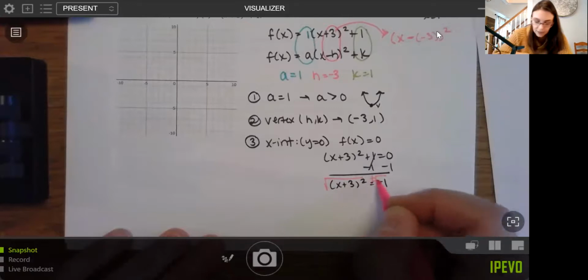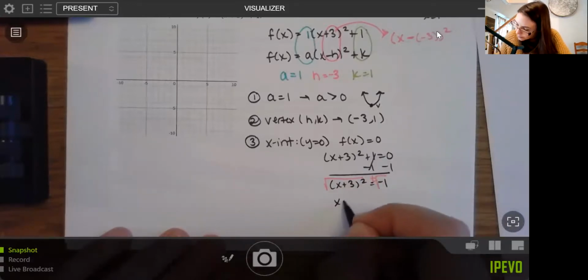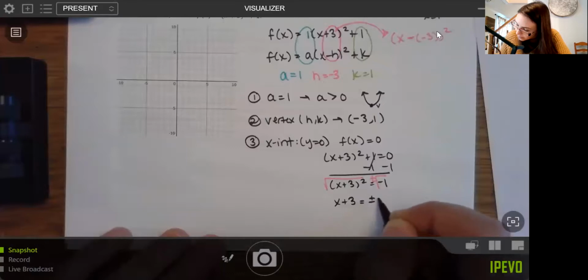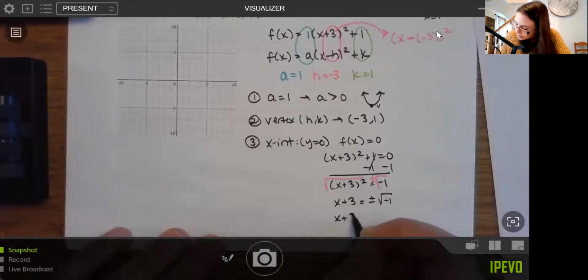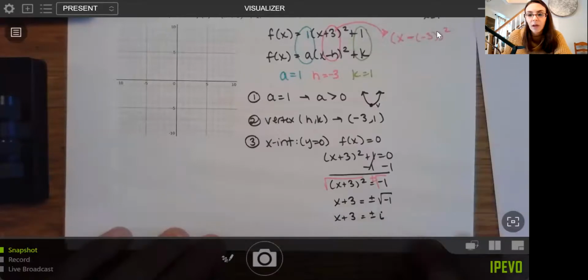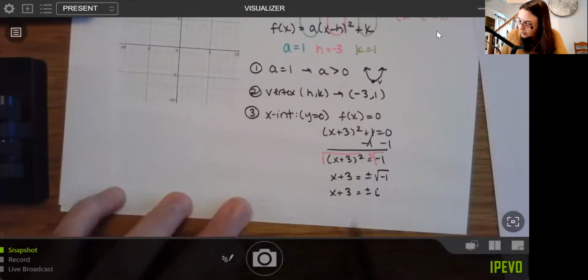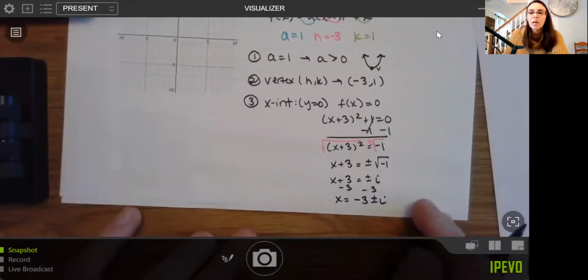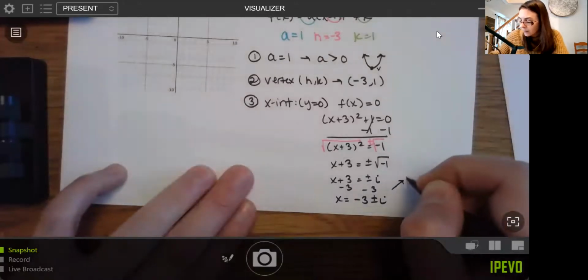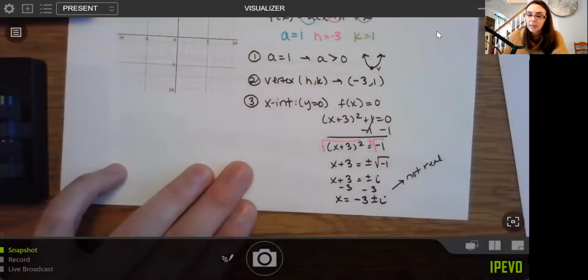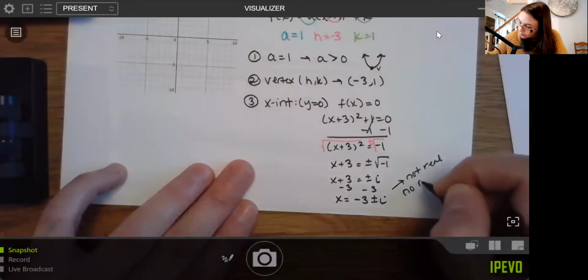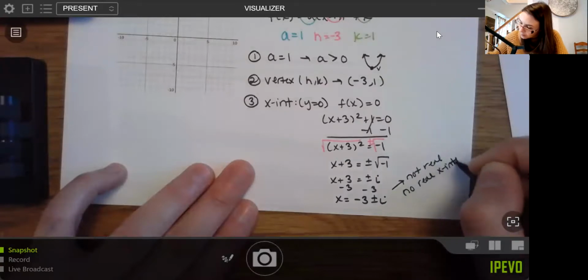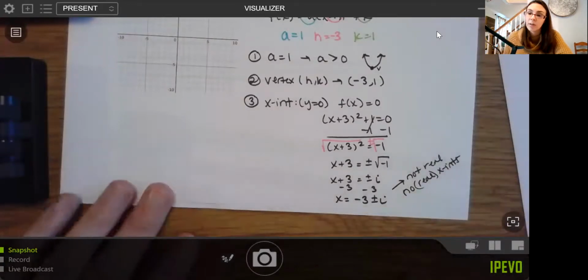I take the square root of both sides, and I have x plus 3 on the left equals plus or minus the square root of -1. But the square root of -1 is actually i, right? We saw that already. So when I continue solving here and I subtract 3 from both sides, I get that my x-intercepts are -3 plus or minus i. So what happens here is that they're not real, right? Obviously, they're complex. So there are no real x-intercepts here. Okay, so we're not going to see any x-intercepts on the grid.